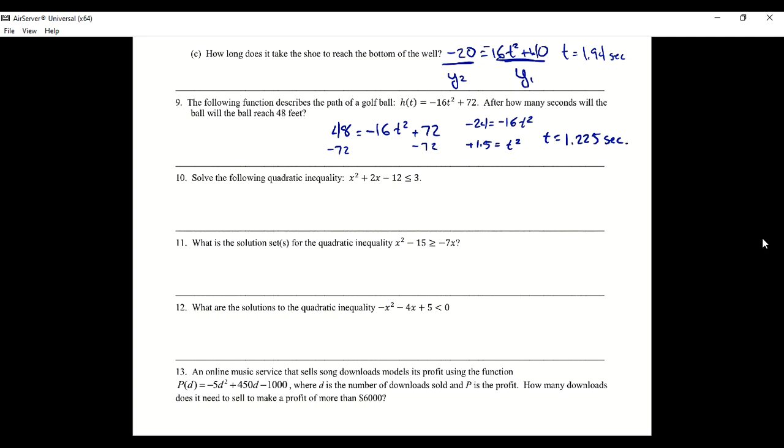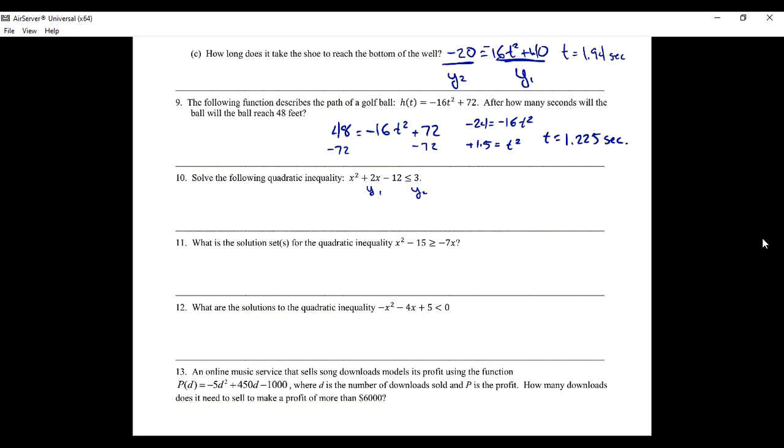Number 10, solve the following quadratic inequality. So we have x squared plus 2x minus 12 less than or equal to 3. We could do the quadratic formula, set our inequality to 0. We could graph it in the calculator as is with y1 and y2. Again, it's whichever one is easier for you to remember and be able to apply. So we're going to do calculator again.